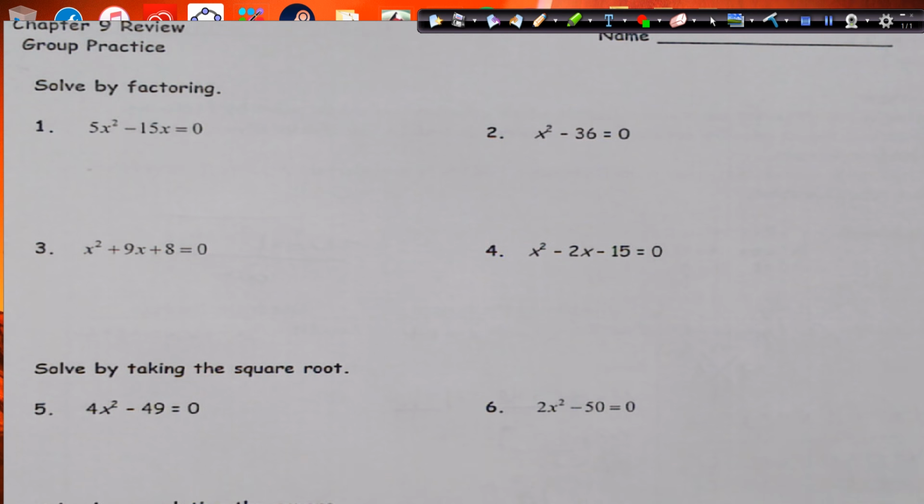Hey guys, welcome. This is our algebra review. I am going to go ahead and go through these 10 problems, so let's go ahead and get started.